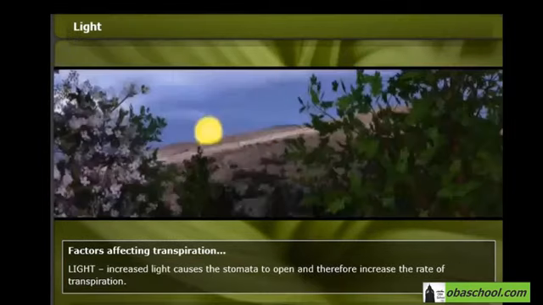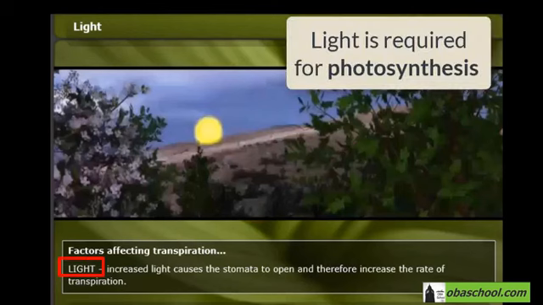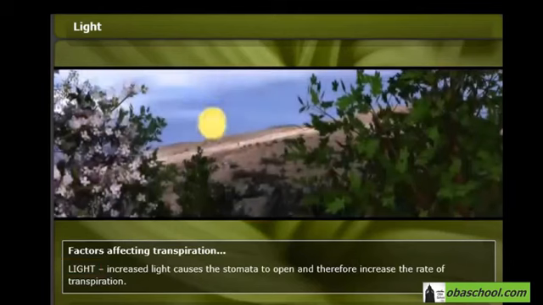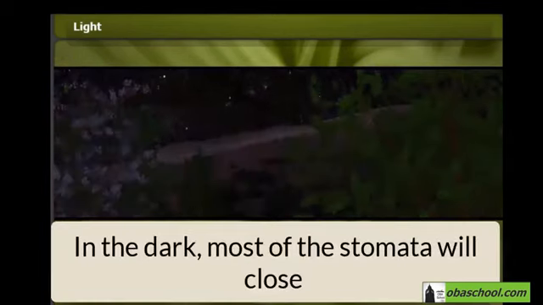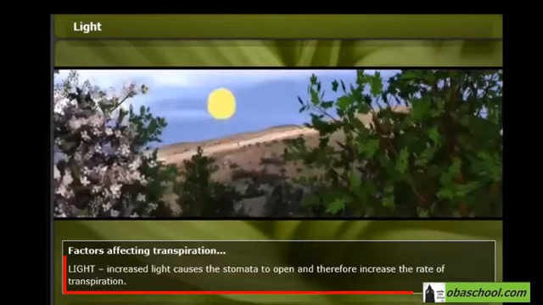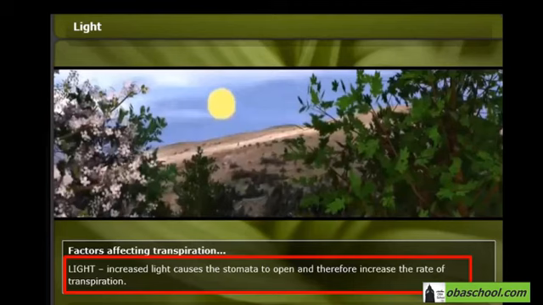The second factor affecting the transpiration is the light. Light is required for photosynthesis, and in the light, the stomata open for the gas exchange needed. Whereas in the dark, most of the stomata will close. So, increasing the light intensity gives increasing numbers of open stomata. So, increasing the light intensity increases the rate of transpiration.